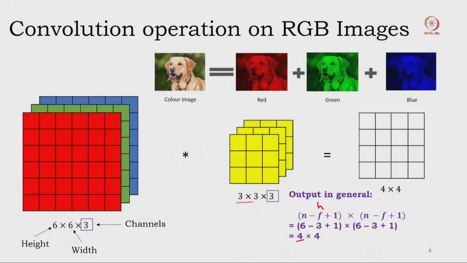Similarly, this is the height and this is the width. So, 6 minus 3 plus 1. So, for this particular input image, when we apply this kernel, we are going to get this feature map. And what is the size of the feature map? The size of the feature map is 4 cross 4. And how are we calculating? We are calculating using this particular formula. Now, let us take one numerical example and understand how exactly the convolution operation takes place in RGB.